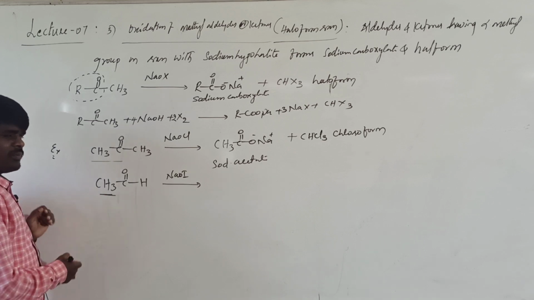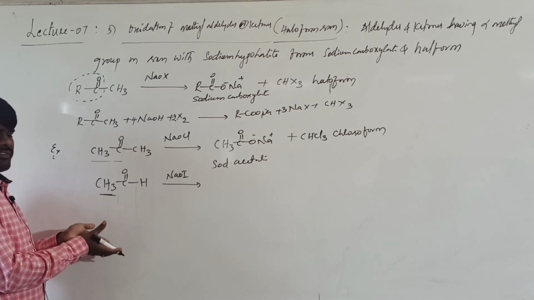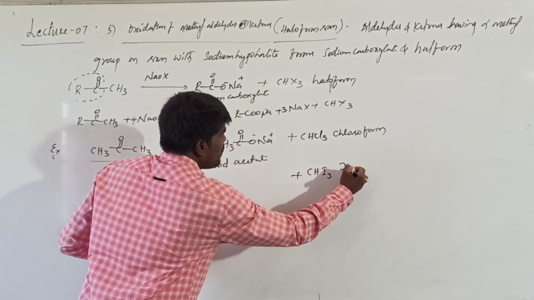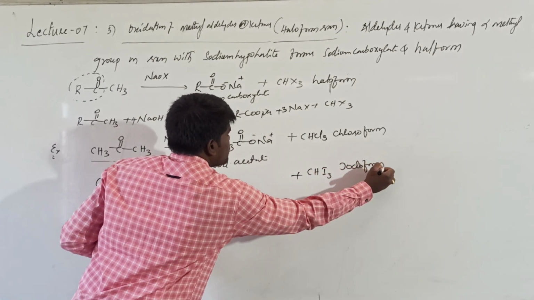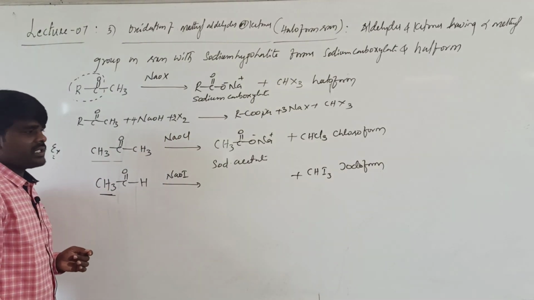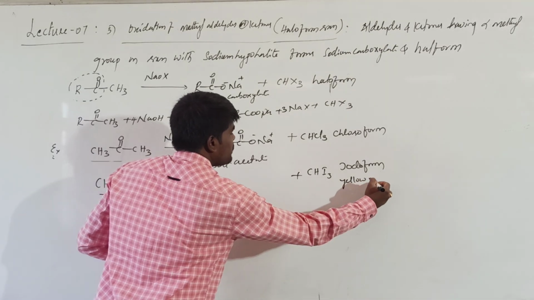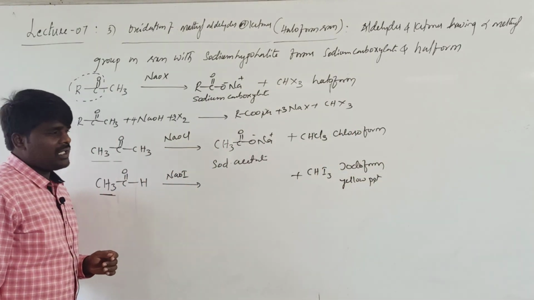First of all, there is only one methyl group, and that has to be the alpha methyl. So this will be converted into what? CHI3. This is what we call iodoform. This is a yellow precipitate, which we call a yellow ppt, whereas this is a white ppt.